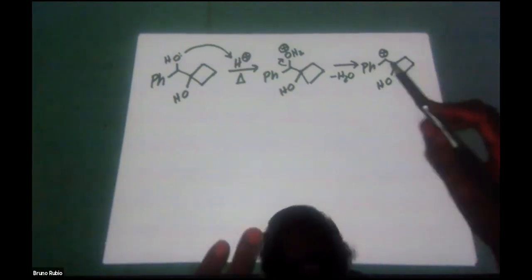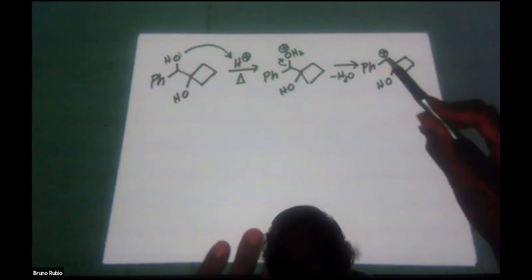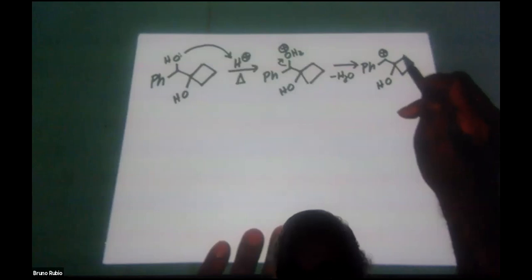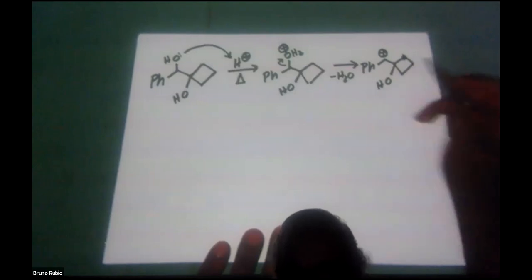Okay, so now it's time for the rearrangement. We need to bring this positive charge underneath this surviving oxygen. That's carbon 1, that's carbon 2. Something bonded to carbon 2 is going to pull out of carbon 2. It's going to plug into carbon 1.